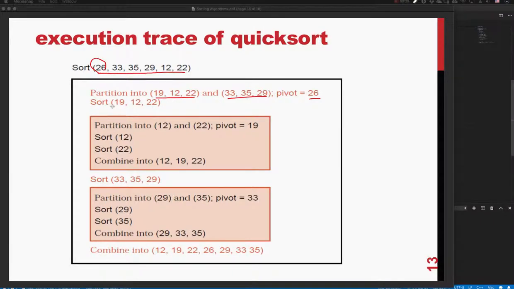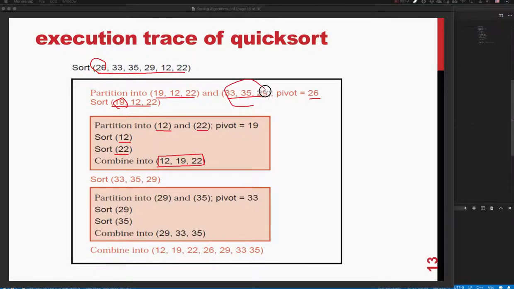In the left side, 19 becomes a pivot, so the left-hand side and right-hand side are separated by partitioning like that. And then finally we have only one data, so they are just the base case of a recursive call. They are sorted, but they are around 19, so we will have this one sorted out.